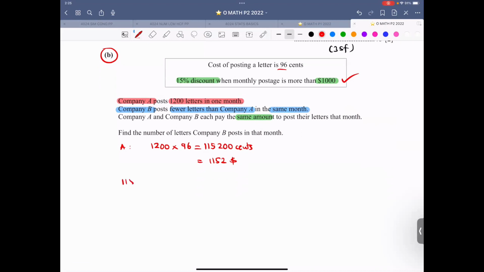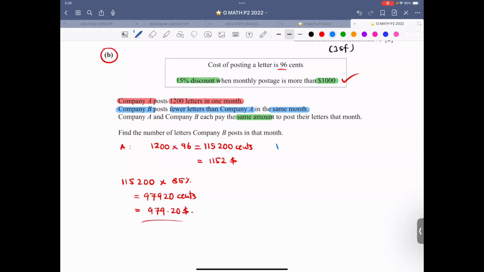Therefore, $1,152.00 with a 15% discount means 85% of the value. So therefore, multiply it with 0.85. This comes out to be 97920 cents or $979.20. This is the amount that they have to pay.